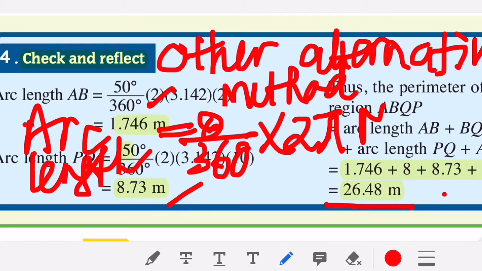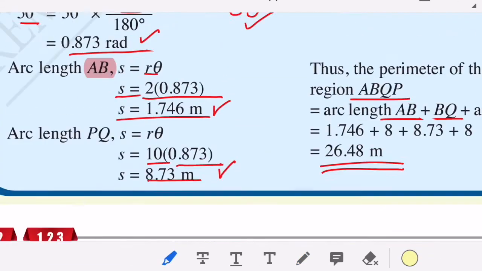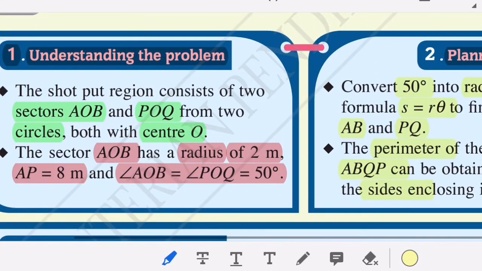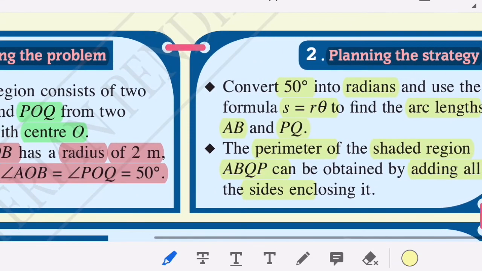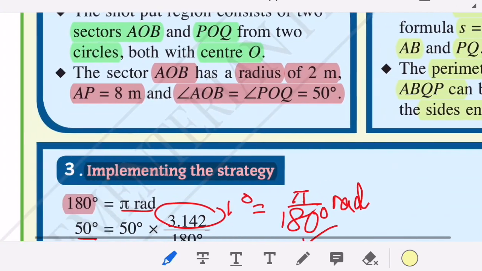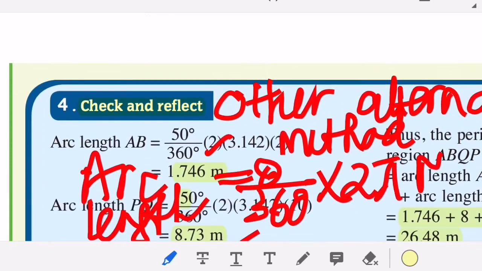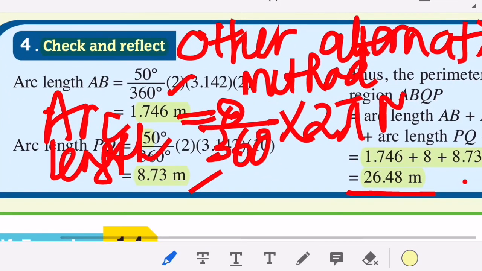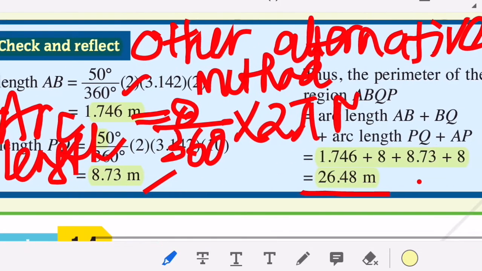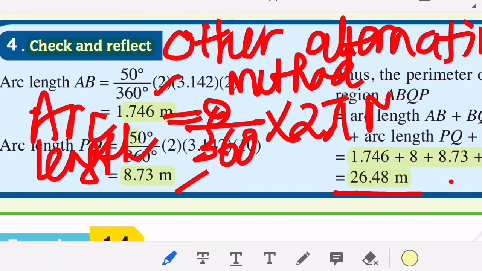So in future, you try to find more solutions to confirm the answer. In the exam you also can do this way. So you follow the 4 steps. What is the first step? Understand the problem. What is the second step? Planning the strategy. Third step is implementing the strategy. And finally, the last step is check and reflect the answer. So that is how to solve HOTS questions involving circular measure.